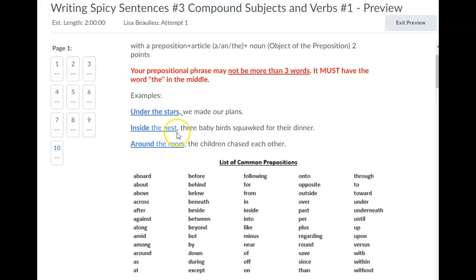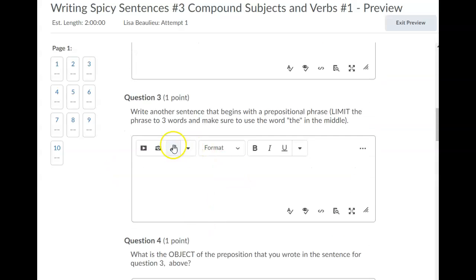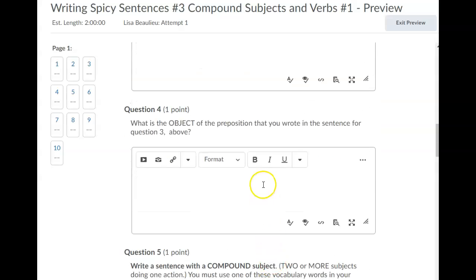Inside the nest, the word nest is the object of this prepositional phrase. And then around the room, the word room is the object of the preposition around. So all you'll have to do is to write the one noun object word in the second question. You do the same exact thing, another sentence that begins with the prepositional phrase, exactly 3 words with the word the in the middle. And then underneath in question 4, just tell me the one word object.